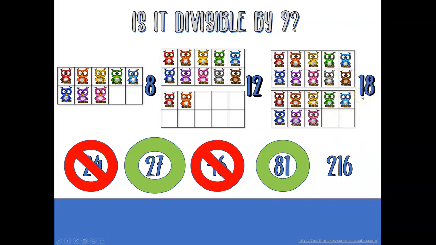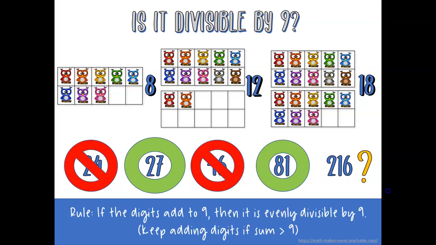So 18 works, and let's try the trick where we add the digits together. 1 plus 8 equals 9. Okay. Here, 27, we have 2 plus 7 equals 9. With 81, 8 plus 1 equals 9. So this one is a lot simpler than the 3s and the 6s. If the digits add to 9, or if they add to something like 18, then you just add them one more time and you'll get 9 again. Then you know that the number is divisible by 9.